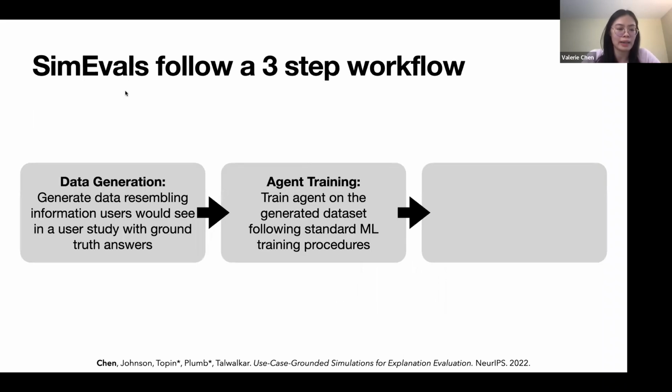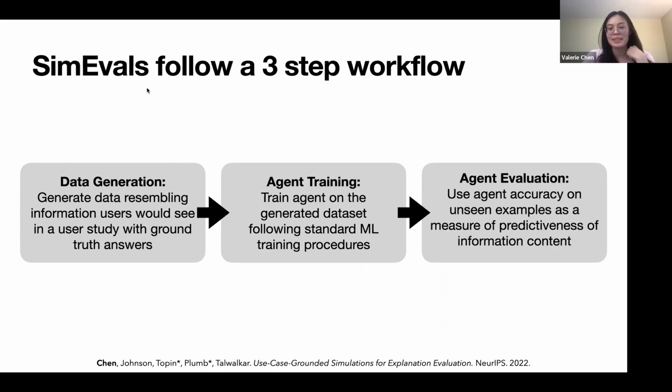The second step is that each agent is trained on its own data set following standard ML procedures. In the paper, we have more details on how to encode different types of explanation methods and ablate different kinds of agent architectures, but I won't get into those details here. And then finally, we propose the use of the agent's test accuracy as a measure of the predictiveness of the information that the agent was trained on. So by comparing this test set accuracy, we can identify which explanations might be promising for a user study.